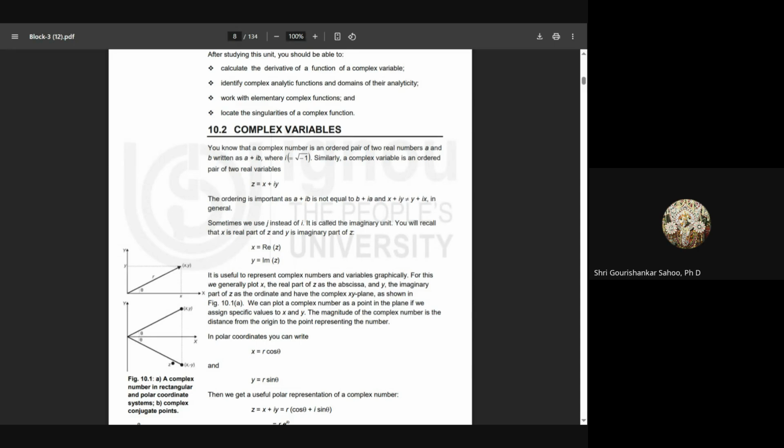A complex number is an ordered pair of two real numbers, a and b, which can be written as a plus ib, where i is root over of -1 and i square is equal to -1. And a complex variable has two parts, one real part, one imaginary part.